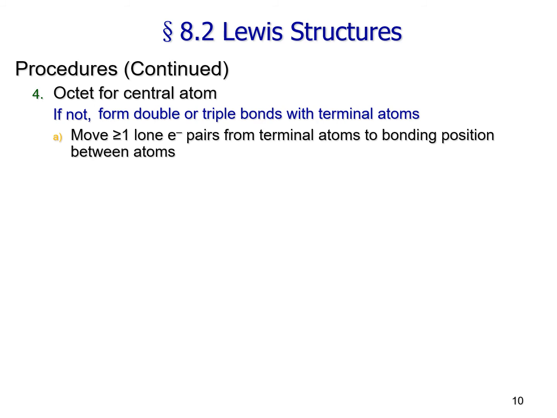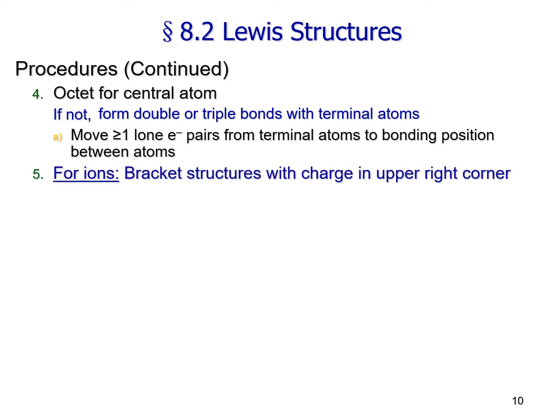Because we move one lone pair of electrons into the bonding position, you're going to have a double bond or triple bond between the terminal atom and the central atom. So that is the reason why we see double bonds or triple bonds in some of the molecules, because the central atom must have an octet.